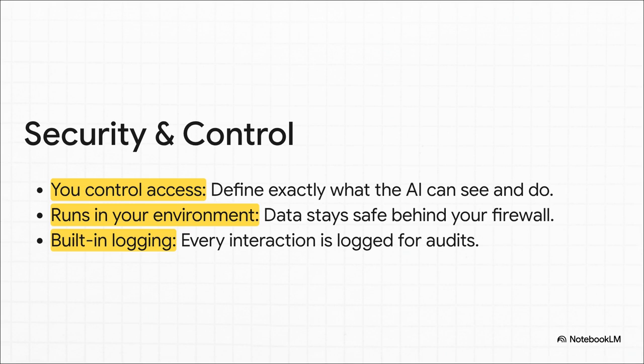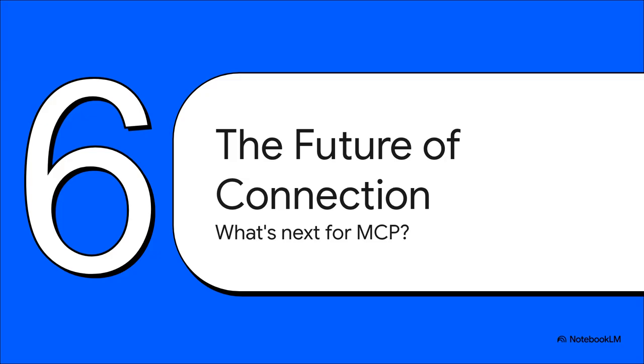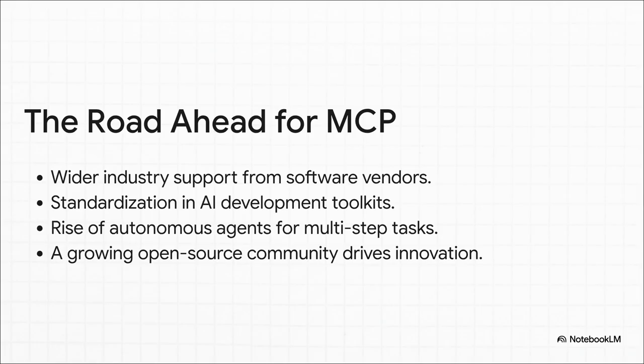Now, MCP is still pretty new, but it's gaining a lot of momentum. It really feels like it's becoming a fundamental building block for enterprise AI. So, what does the road ahead look like for this? We're already starting to see much wider support from big software companies building MCP compatibility right into their products. As it becomes more of a standard, we're going to see the rise of more autonomous AI agents that can handle really complex multi-step tasks. And because it's open source, you have this amazing global community constantly improving it. Honestly, MCP could very well become as common for AI as the USB port is for plugging in our devices.